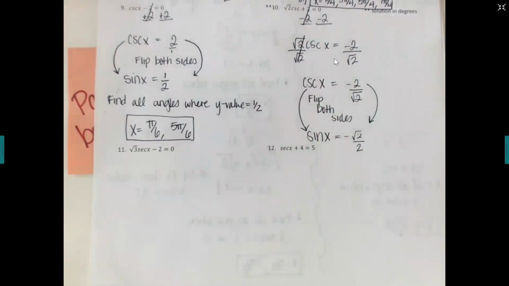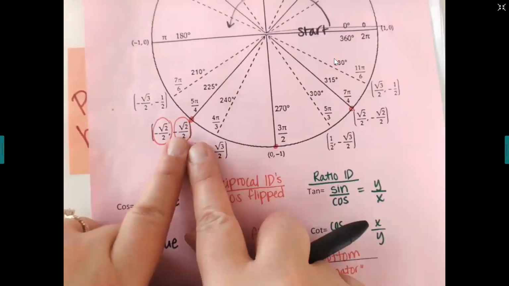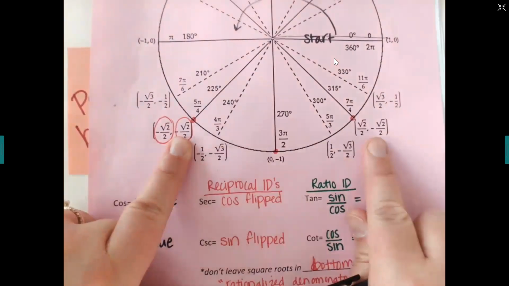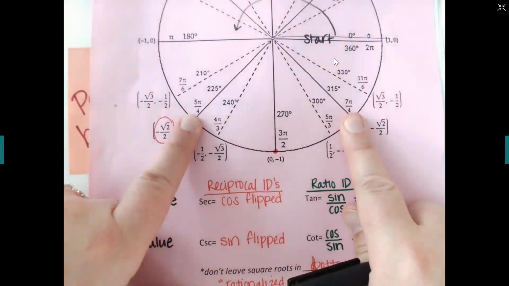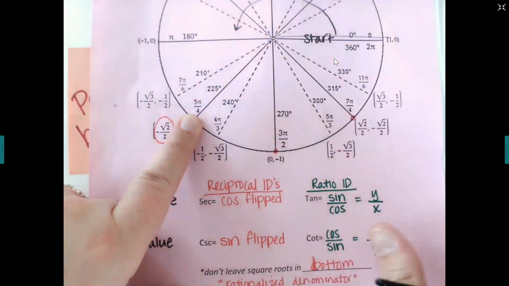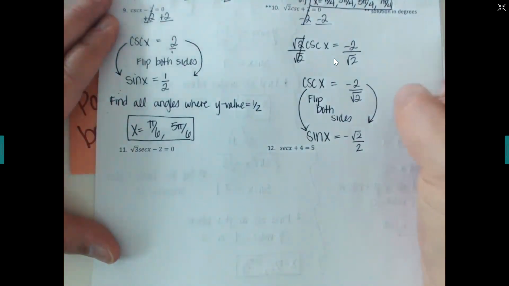So where on your circle is sine X gonna be negative root 2 over 2? Top, bottom, left, or right? Bottom half of the circle. I want negative root 2 over 2 as the Y value. I see that happens here and here. So my angles are 5 pi fourths and 7 pi fourths. How we doing? Good? Okay, try the next one.